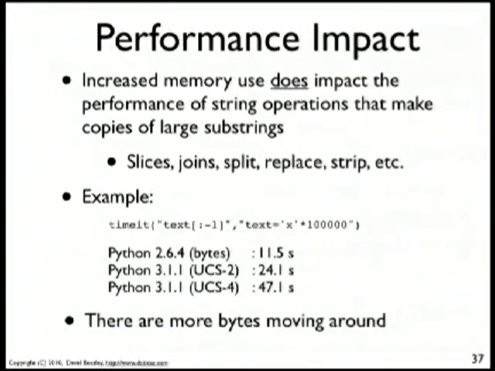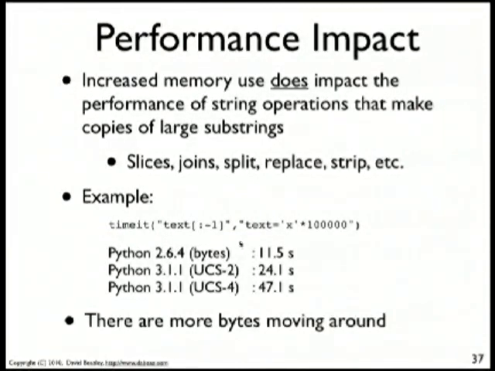One other thing about that is that it does impact runtime performance for certain kinds of things. If there are string operations that do a lot of memory copies, a slice is actually a really good example of an operation that copies memory. If you take a text string and slice everything but the last character off, that makes a memory copy of the original string. That operation runs either twice or 4 times as slow in Python 3 because it's moving twice or 4 times as many bytes of data around.